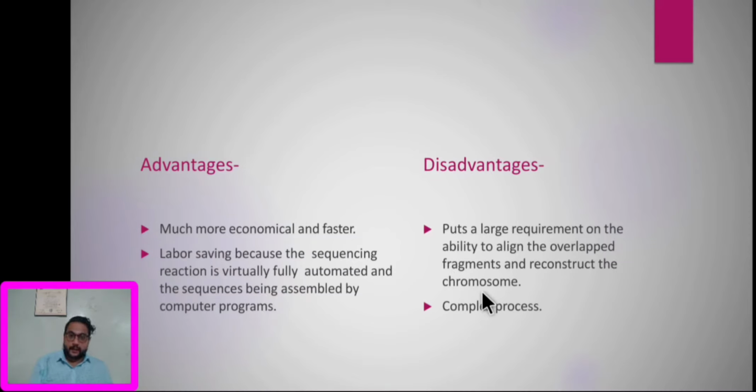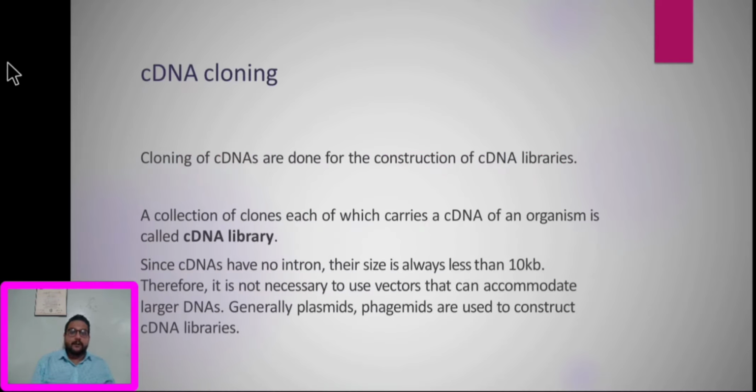This is the disadvantage of shotgun sequencing. Now, second is complementary DNA cloning. The cloning of cDNAs is done for the construction of cDNA libraries. Okay, cDNA cloning is done to prepare complementary DNA libraries. So the collection of clones, each of which carries a complementary DNA of an organism, is called a cDNA library.